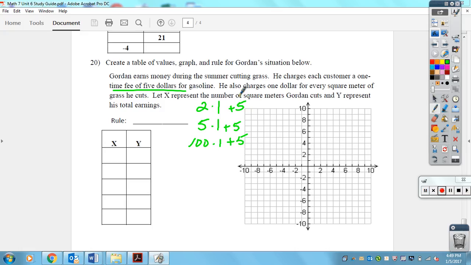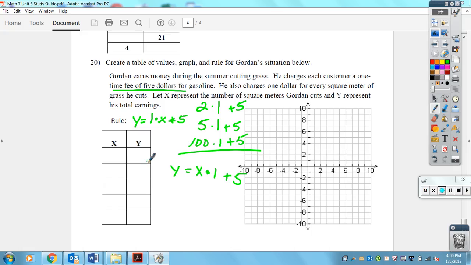So if you look at all of them, what's staying the same is the plus 5, the times 1, but what's changing or varying is the amount of meters. So I can call that maybe x, the amount of meters, and that might be my equation. $1 for every meter plus a $5 gasoline fee. So I just did some examples, did some things that might work for me, and I plugged it in. So in other words, my rule is $1 for every meter plus a $5 gasoline fee. I switched them using the commutative property of multiplication, which I'm allowed to do. Again, it's $1 for every meter plus the $5 gasoline fee.